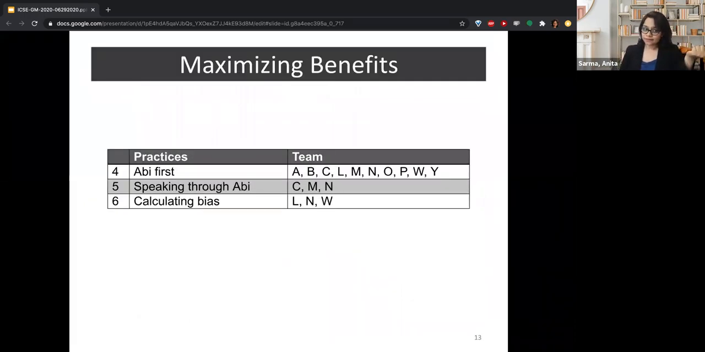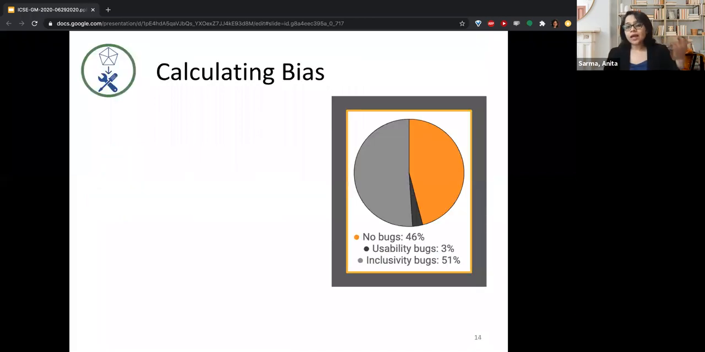Maximizing benefit. Let's talk about calculating bias. In calculating bias, what the teams do is at the end of the session, they just tally up how many bugs they found. So 46%, nothing. How many of them were just usability bugs? 3% in this case. And how many were inclusivity bugs? 51%.